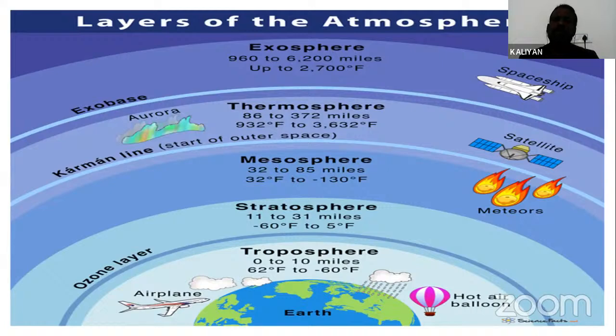And next is the stratosphere. In the stratosphere the ozone layer is there. It is very important in questions: in which atmosphere layer is the ozone layer there? The answer is the stratosphere. Please remember it. Ozone layer is there in the stratosphere. And in the mesosphere, there are some meteors. The distance is 32 to 85 miles, and temperature is 32 degrees Fahrenheit to minus 130 degrees Fahrenheit. And the fourth one is the thermosphere.